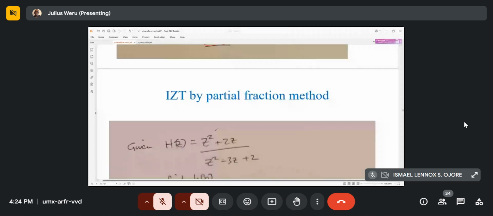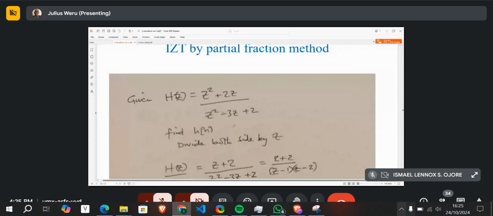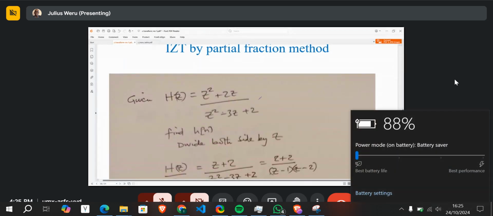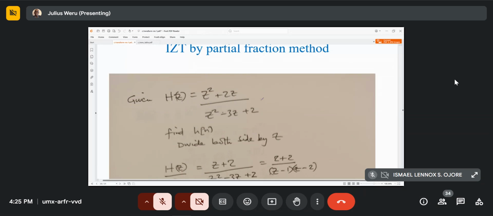The next one, the other method, which is the common method, the easiest method, especially where you're given the transfer functions, is having a denominator and a numerator, which has both poles and zeros. You have zeros and poles. Then this is a method that is normally used. You have been asked to find h(n).